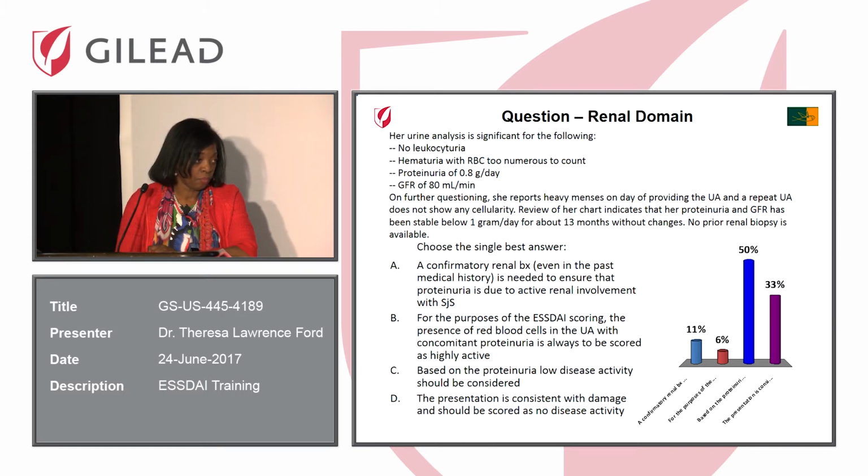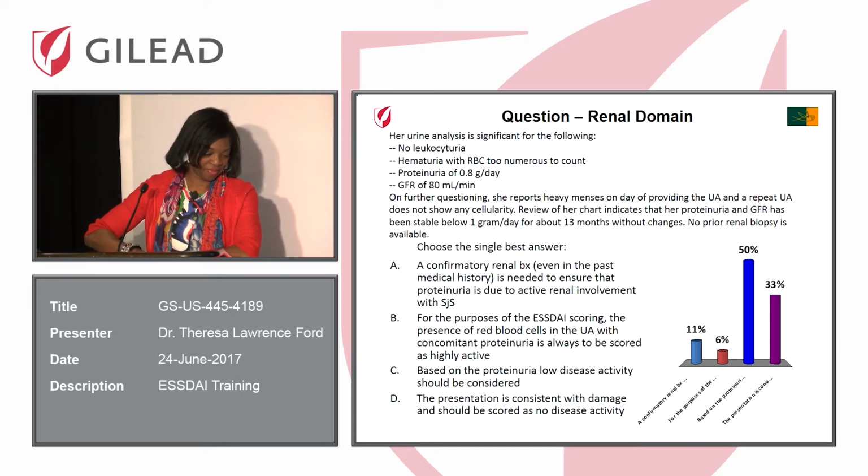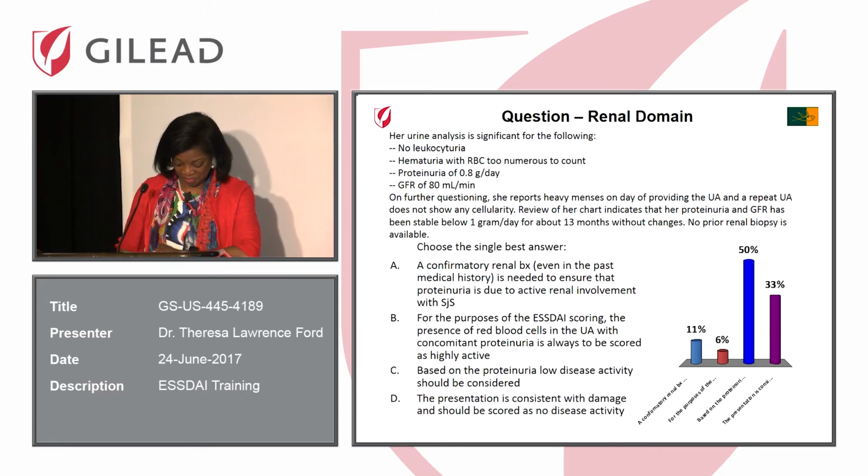Yeah, and we also included a repeat UA that didn't show any cellularity. Really, she had the urine sample, she had her period, we've asked, she came back, we repeated the UA, and there were really no RBCs anymore. So again, highlighting the alternative explanation for the red blood cells, and therefore not being counted as activity score.